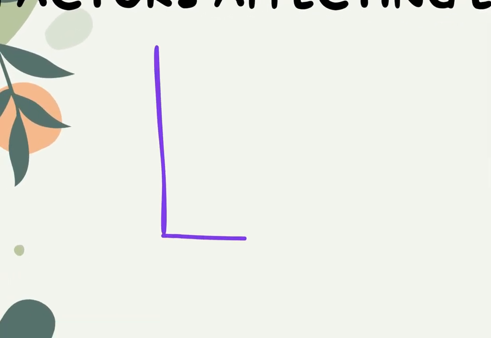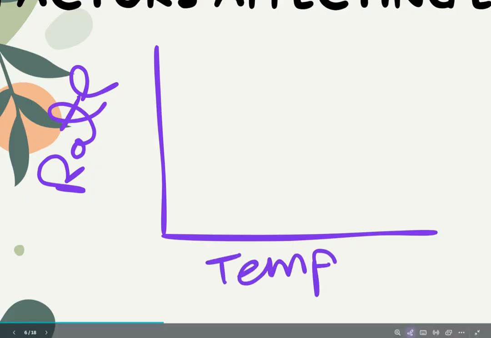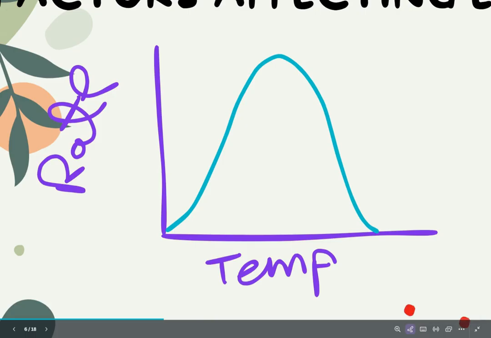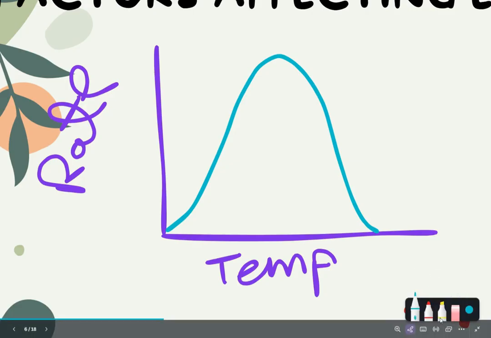So note what I'm trying to say over here: this is my rate of enzyme activity, the rate of my reaction, and this is my temperature. The graph that I get with increasing the temperature is something like this. Now you need to exactly know why this graph is behaving in such a way.